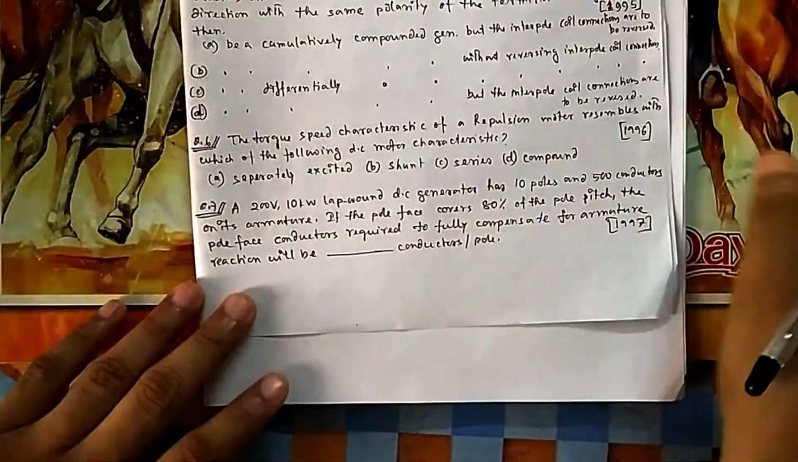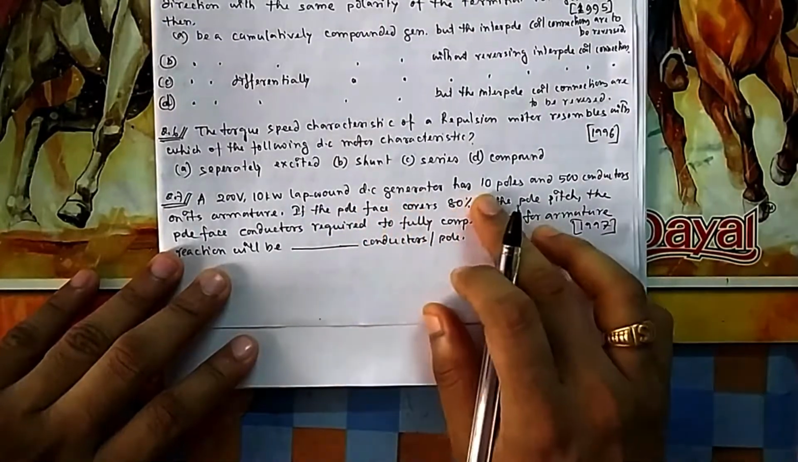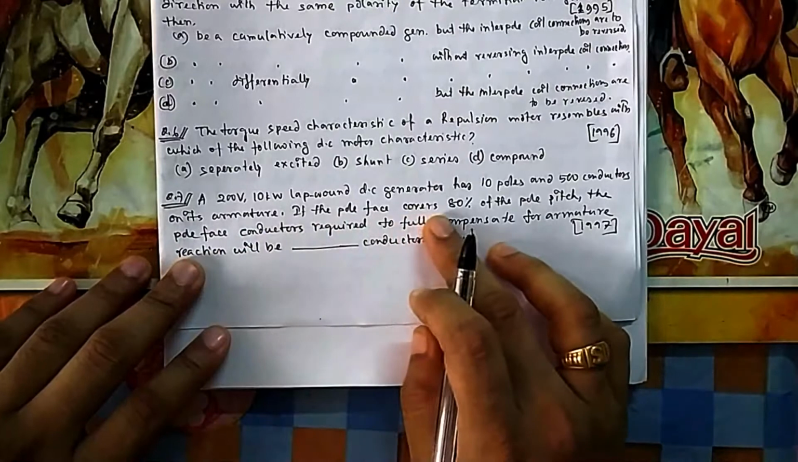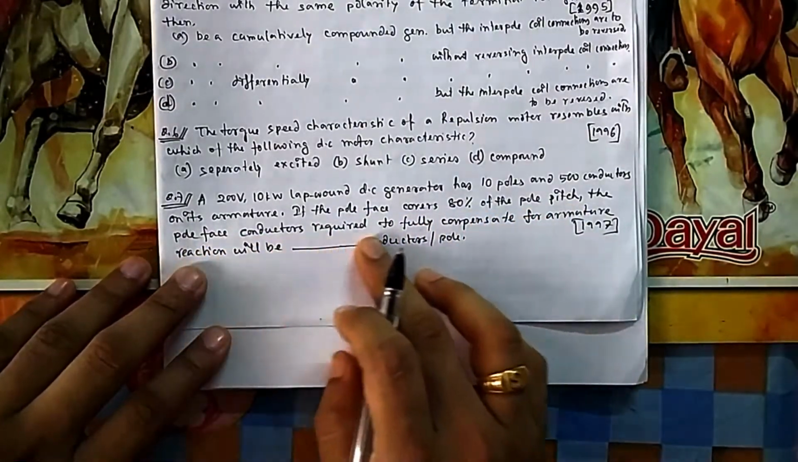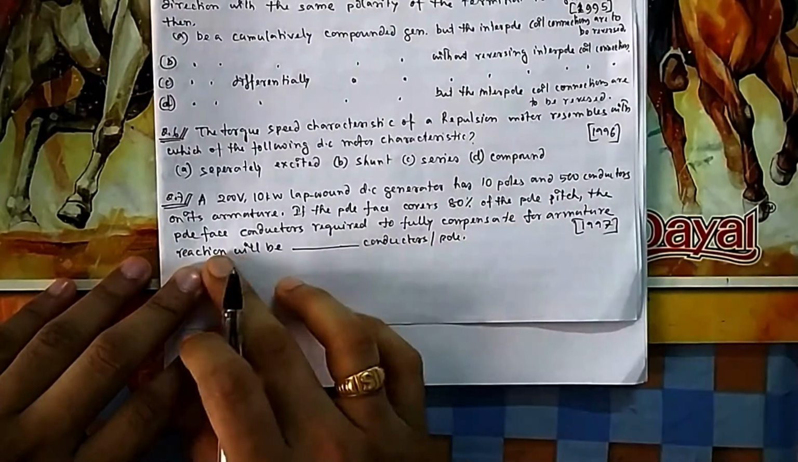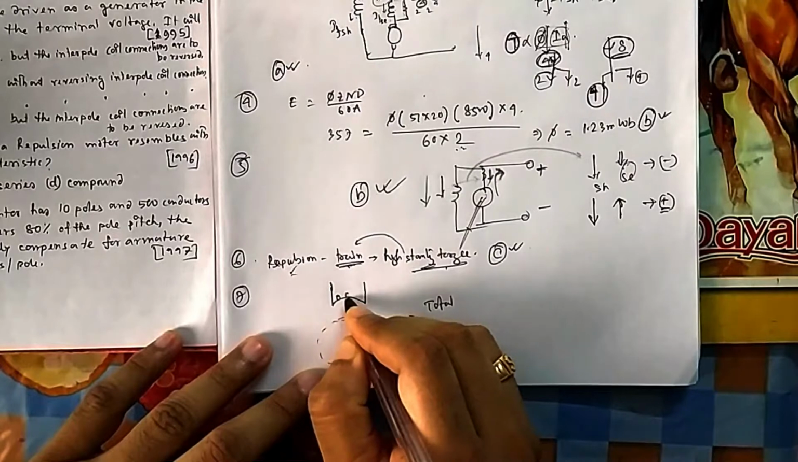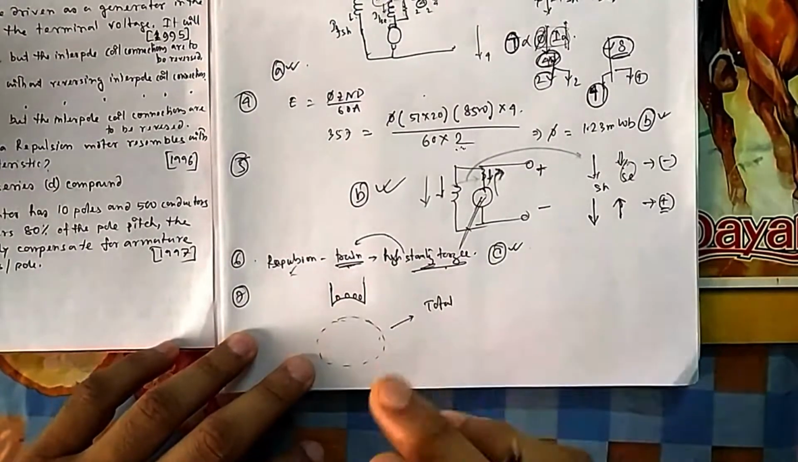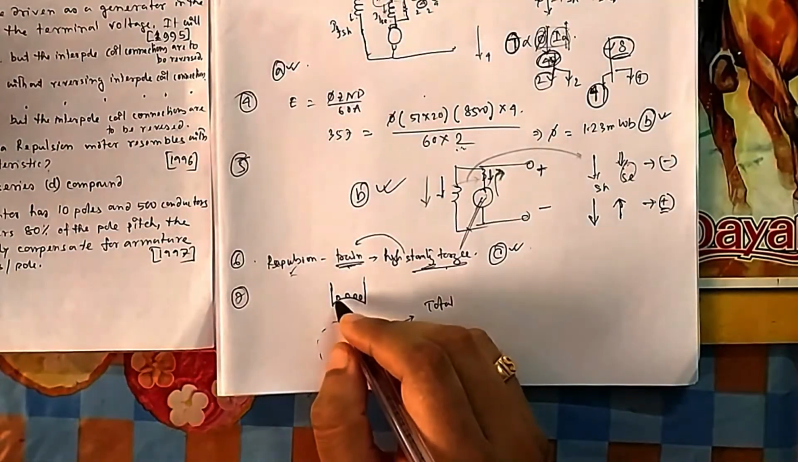Now if you come to question number 7: a 200 volt, 10 kilowatt lap wound DC generator has 10 poles and 500 conductors on its armature. If the pole face covers 80% of the pole pitch, the pole face conductors required to fully compensate the armature reaction will be? So compensating windings are given in these pole shoes. Suppose this is one pole, there are other poles, 10 poles in total, and I am drawing one pole. Why is this given? This is given to compensate the armature reaction.